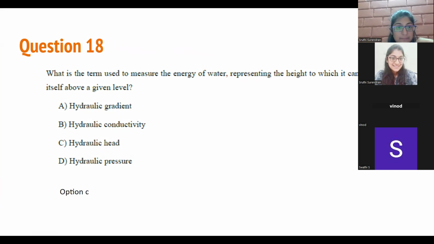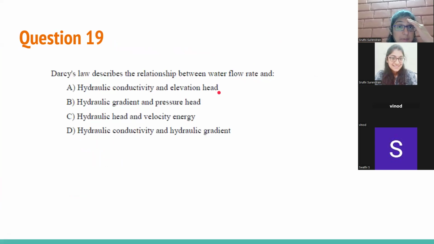Okay, so welcome back. We'll continue with the session. So next question. Darcy's law is describing the relationship between water flow rate and what other quantity? So the hydraulic conductivity and elevation head, hydraulic gradient and pressure head, hydraulic head and velocity head, or hydraulic conductivity and hydraulic gradient.